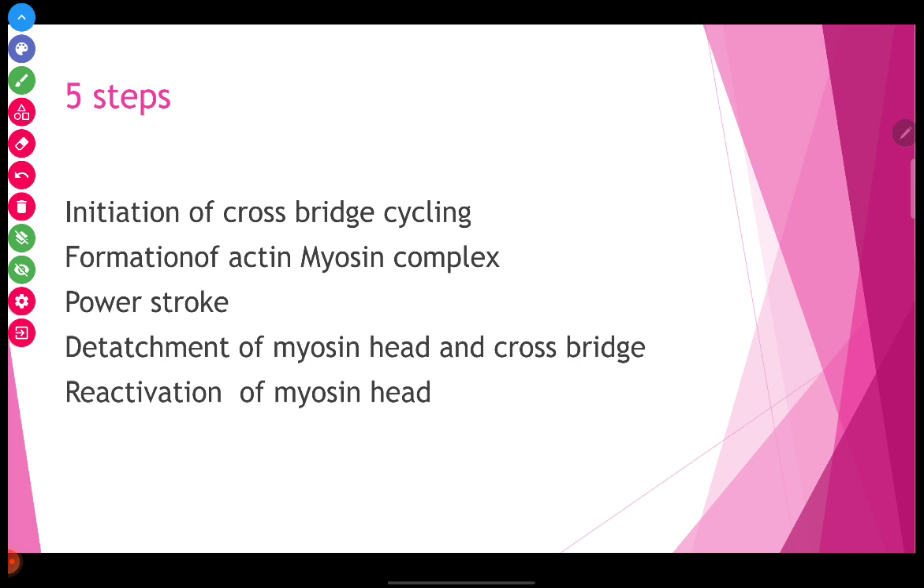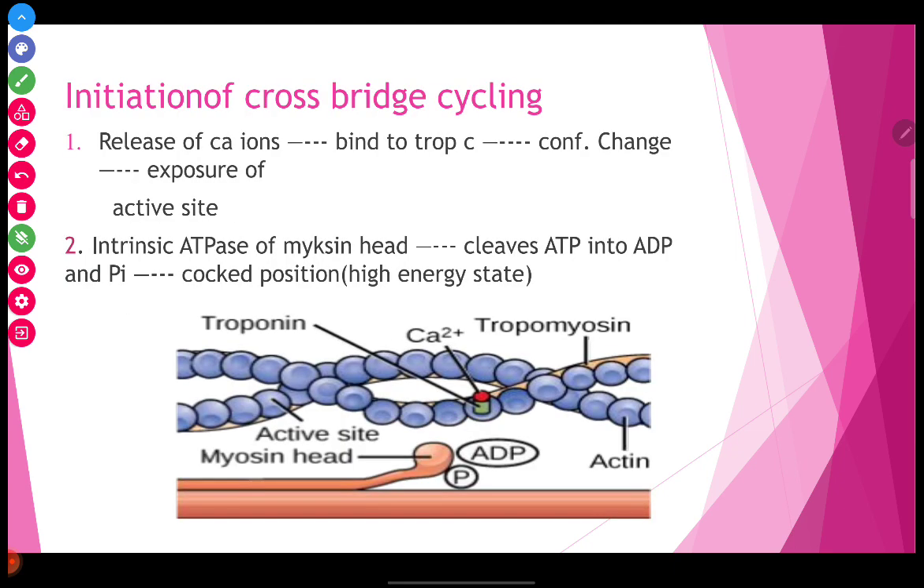So there are 5 steps in the sliding filament theory. First one is the initiation of cross-bridge cycling, and second step is the formation of actin myosin complex. Third step is the power stroke, generation of the power stroke. Fourth one is detachment of myosin head and the cross bridge, and the fifth and final step is again reactivation of myosin head.